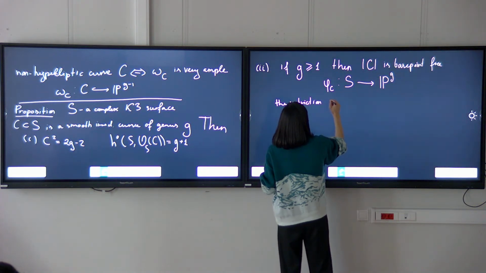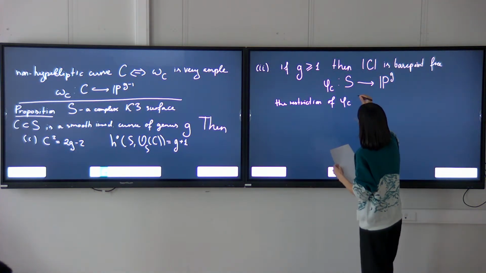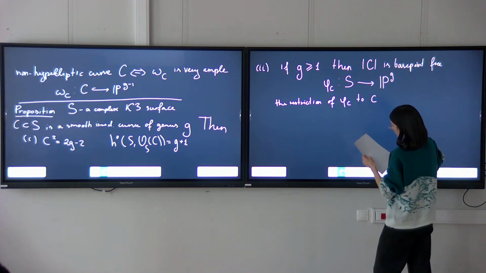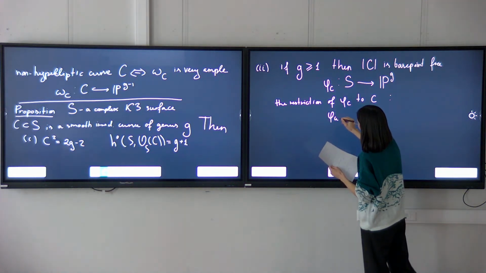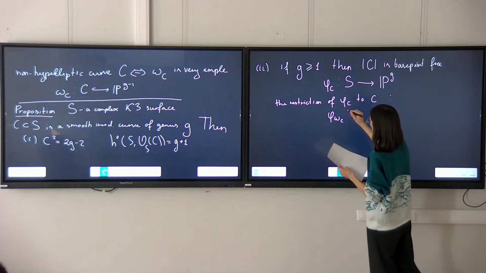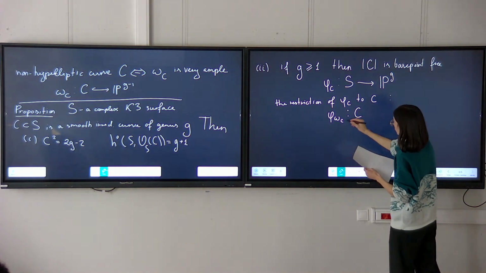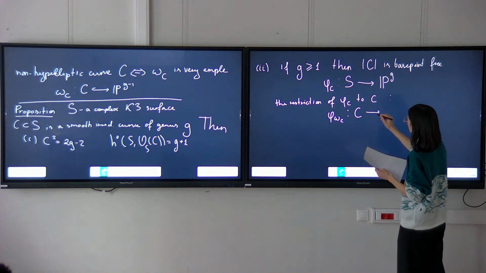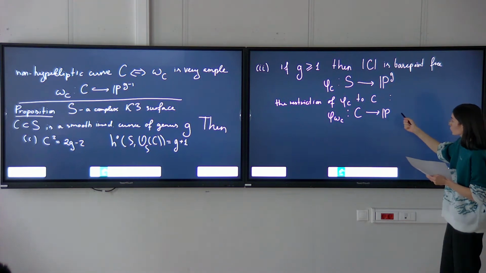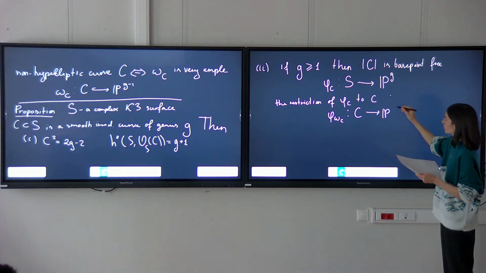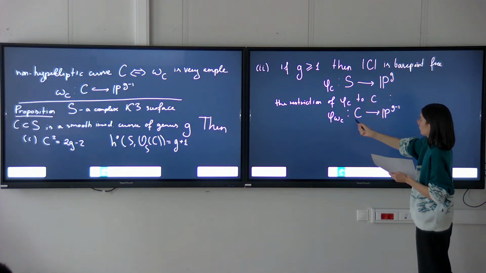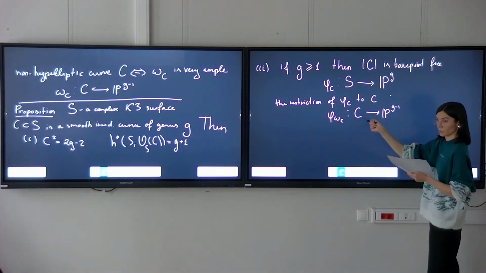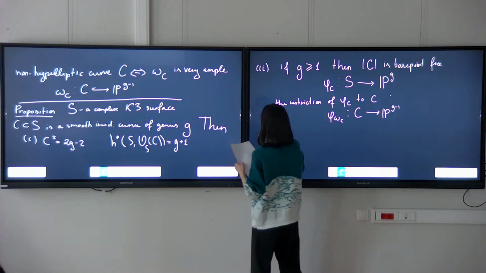And the statement is that the restriction of this map to C is the map on C that is given by the canonical bundle. So this is the map from C to what projective space? G minus 1. So if we restrict this regular map to C, we just obtain the canonical map on C. Okay, this is the second statement.